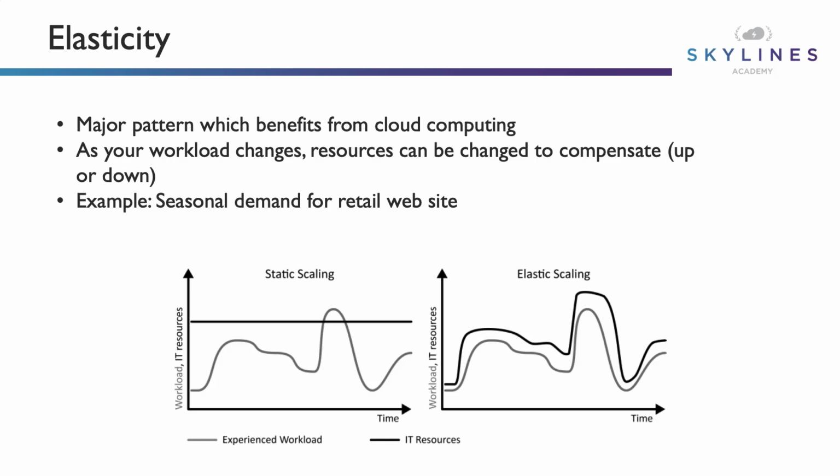And a good example of this is seasonal demand for a retail website, like a Black Friday or something, lots and lots of traffic. Hey, it's not going to be cost effective for me to build all those resources in up front just for one day where we have peak traffic. I can basically use elastic scaling to automatically respond to the demand for that service.